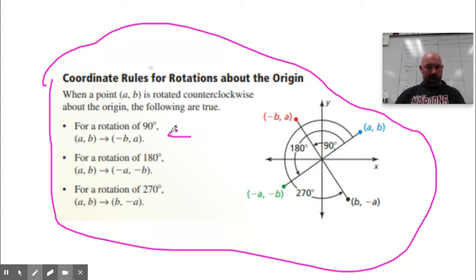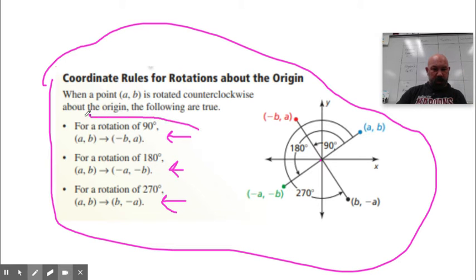Really, it's going to be these three things that are the big keys. These are all rotated counterclockwise about the origin. The origin is right there, counterclockwise, going this direction. Your point doesn't always have to be in the first quadrant. This example shows it in the first quadrant. When you rotate something 90 degrees, you flip the A and the B around, and the B becomes negative. When you rotate 180, you take the opposite signs. For 270, flip A and B around, and take the opposite of A.